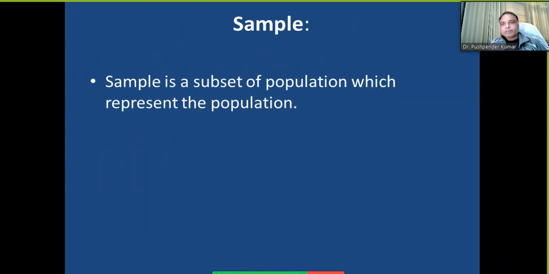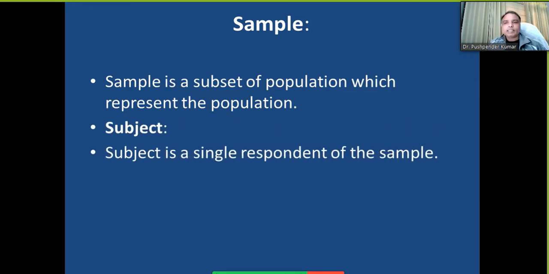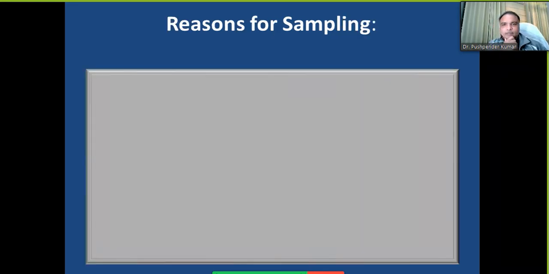So after population frame, now we have sample. Sorry. A sample is a subset of the population which represents the population. So it is representing the whole population. Then we have subject. A subject is a single respondent of the sample. So any single student in Delhi University will be a subject of the study.